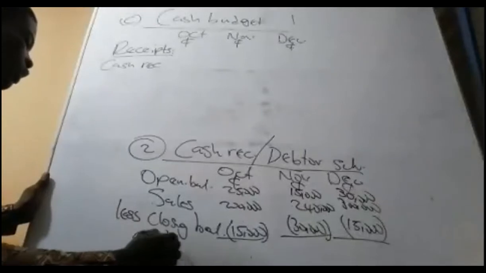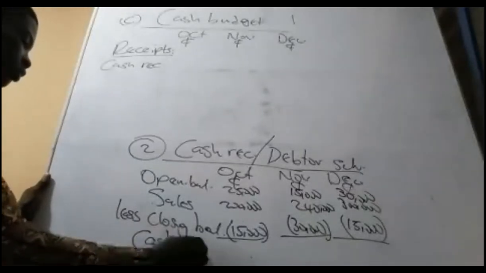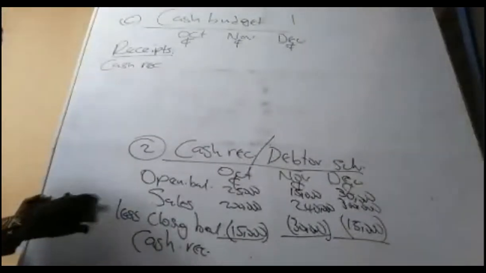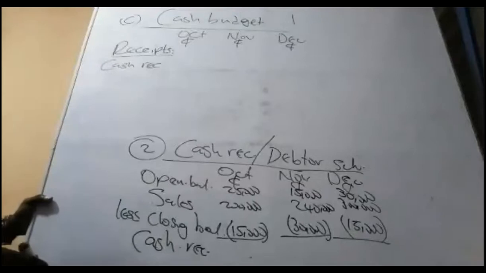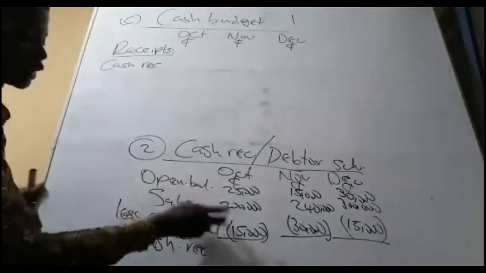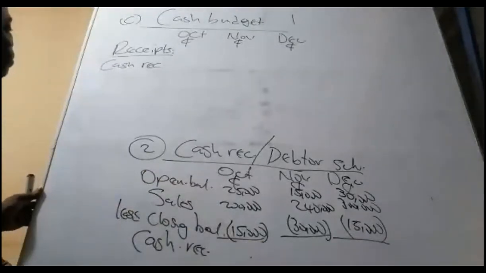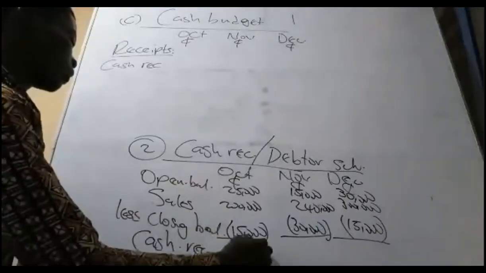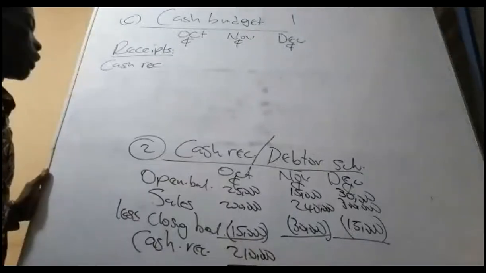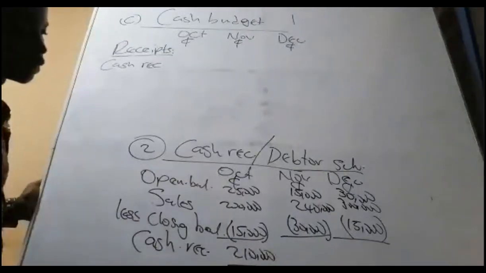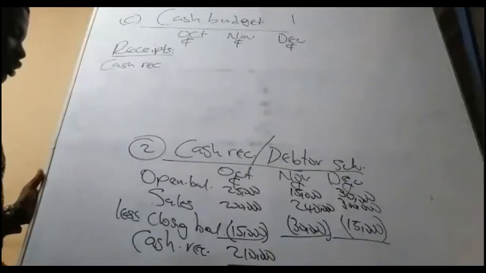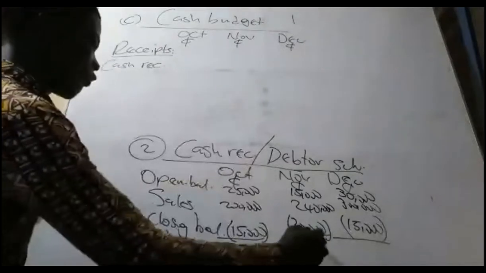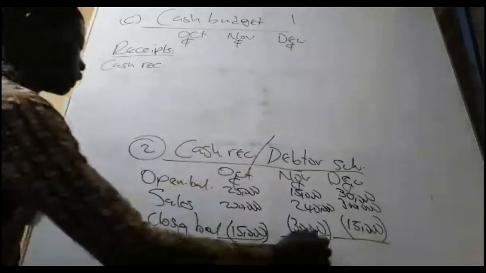You are done. So 3 steps: opening balance, add the sales to it, less closing balance. You are done. Anything received, anything paid. So therefore, this and this will give us 10. Good. Add it, you get 210. So cash received is 210,000. This and this will give us 6,000. Good. Add it there, you get 241,000.